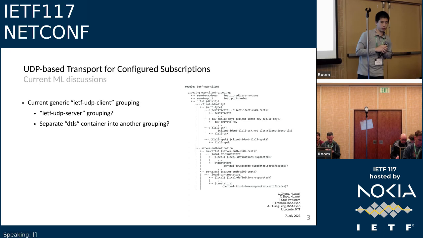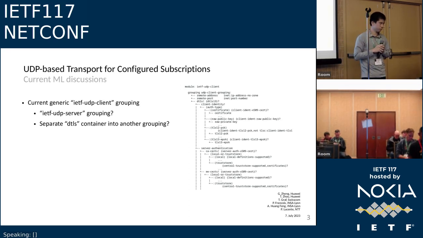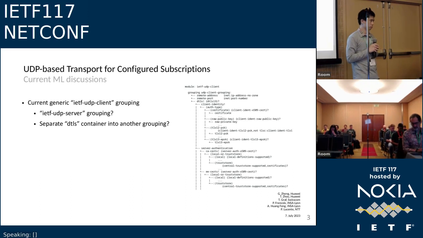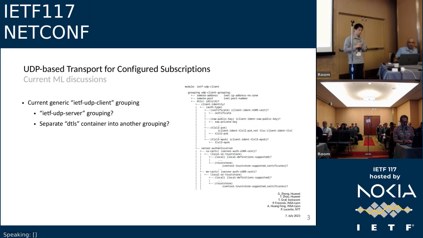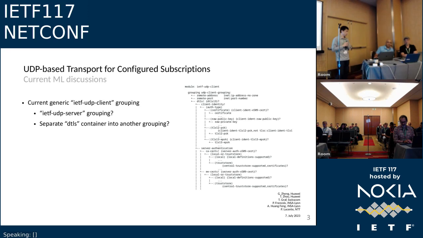Right. So yes, it's probably good to have both a client and a server grouping, keeping in mind that we have QUIC, which is also something they're planning to use for NetConf in the future. We don't know as yet, but it's something good to have. Same for the DTLS container. It would be helpful to keep it separate from the server client grouping.